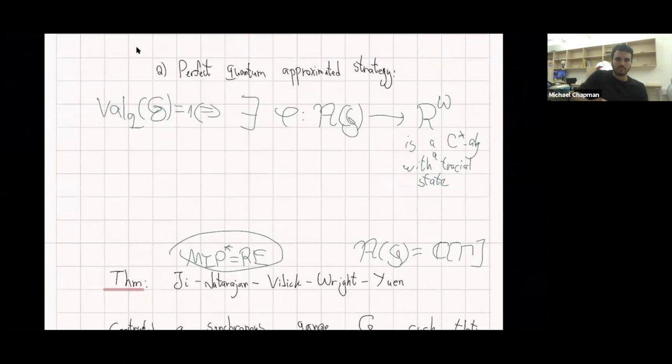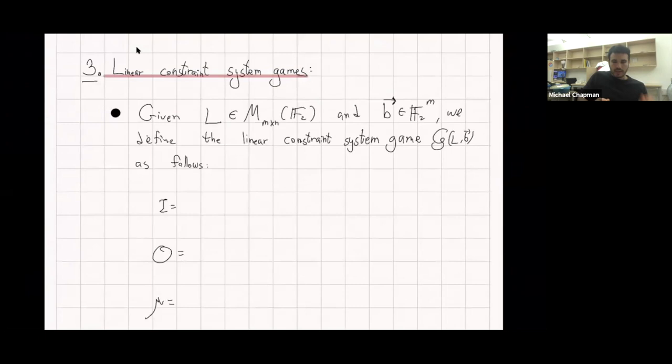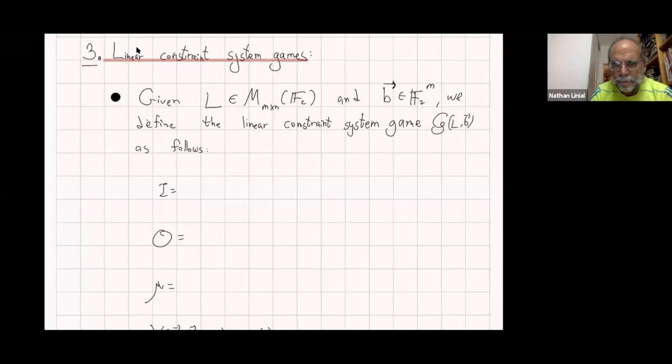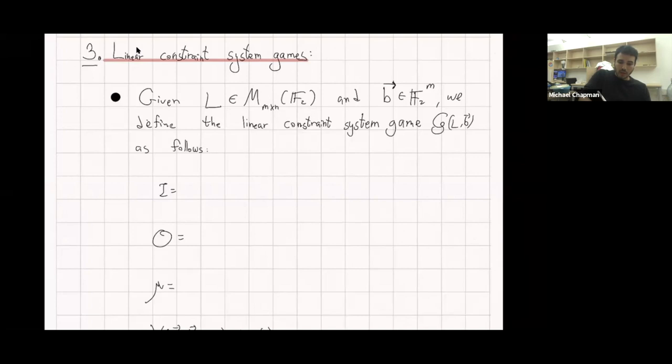Great. Now, as I stated, I want to talk about linear constraint system games. This is a subset of synchronous games that are even more restrictive. The game always consists of sending some equations out of a system of linear equations to the players, and the players need to give answers that are both consistent and satisfy the equations that they were sent. So L and B are just the things that define the linear system of equations over the field with two elements. And now the questions are just numbers between one and M.